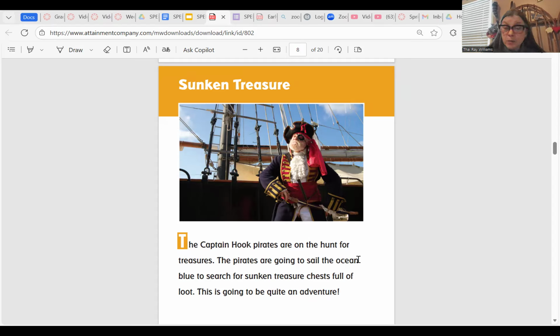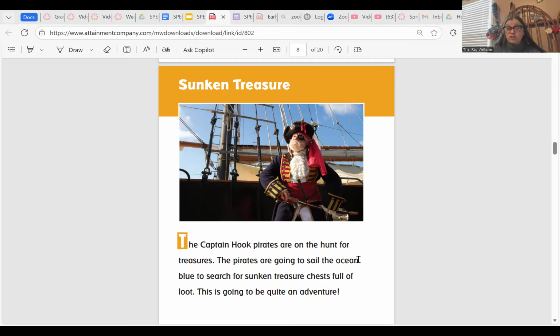The Captain Hook pirates are on the hunt for treasures. The pirates are going to sail the ocean blue to search for sunken treasure chests full of loot. Now, our students probably don't know what loot is. Maybe they don't know what a pirate is. If that's the case, or sunken treasures, you will have to stop and define that for them. You know what a sunken treasure chest full of loot is?